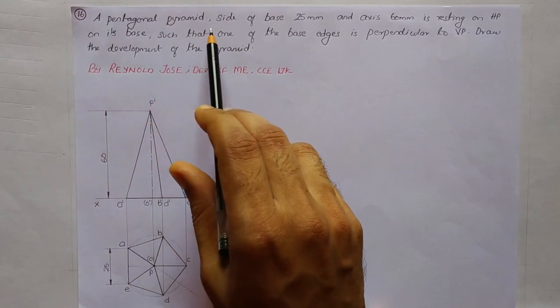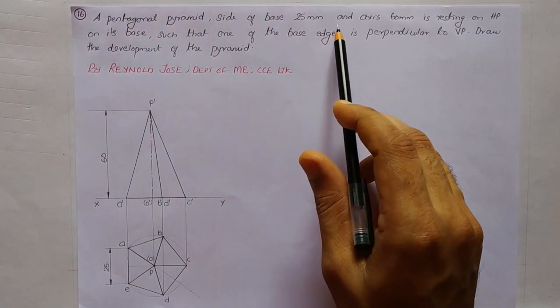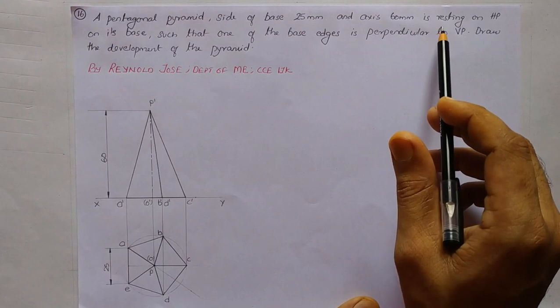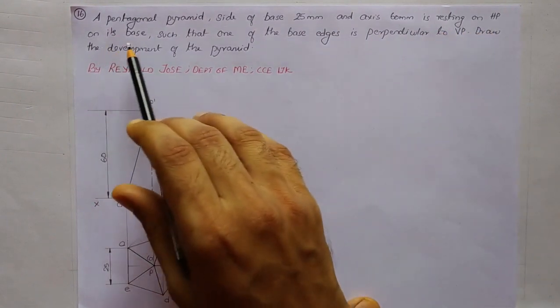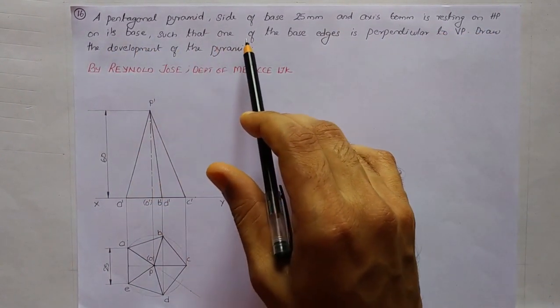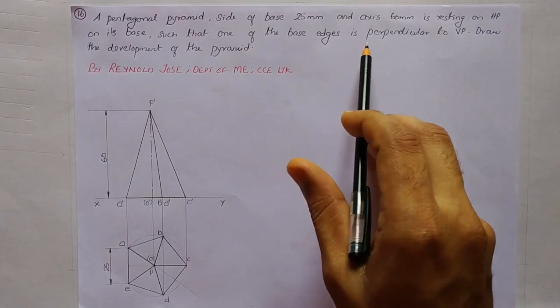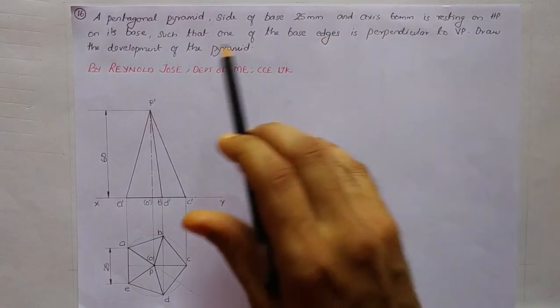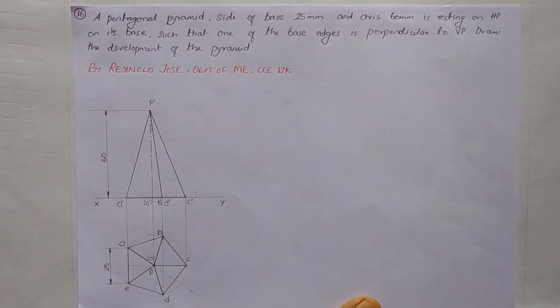A pentagonal pyramid, side of base 25 mm and axis 60 mm, is resting on HP on its base, such that one of the base edges is perpendicular to VP. Draw the development of the pyramid. So here this is the problem regarding a pentagonal pyramid which is resting on the horizontal plane on its base.